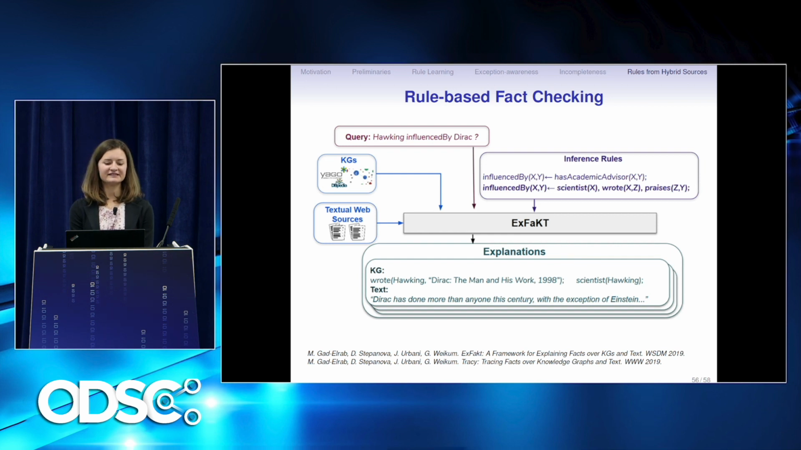What we see here is a query over some non-prominent relation, for instance, Hawking is influenced by Dirac. Typically it might not necessarily be explicitly stated in text, which is why it might not be transferred to the knowledge graph. But we could have some additional inference rules that could potentially allow us to evaluate the truthfulness of this specific fact by aggregating information from structured resources, like a knowledge graph, and from text simultaneously.